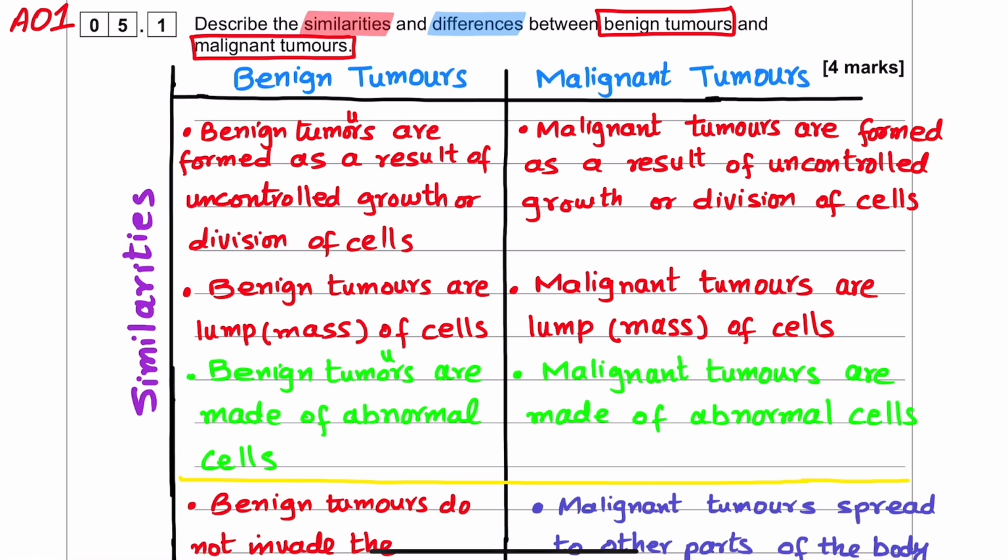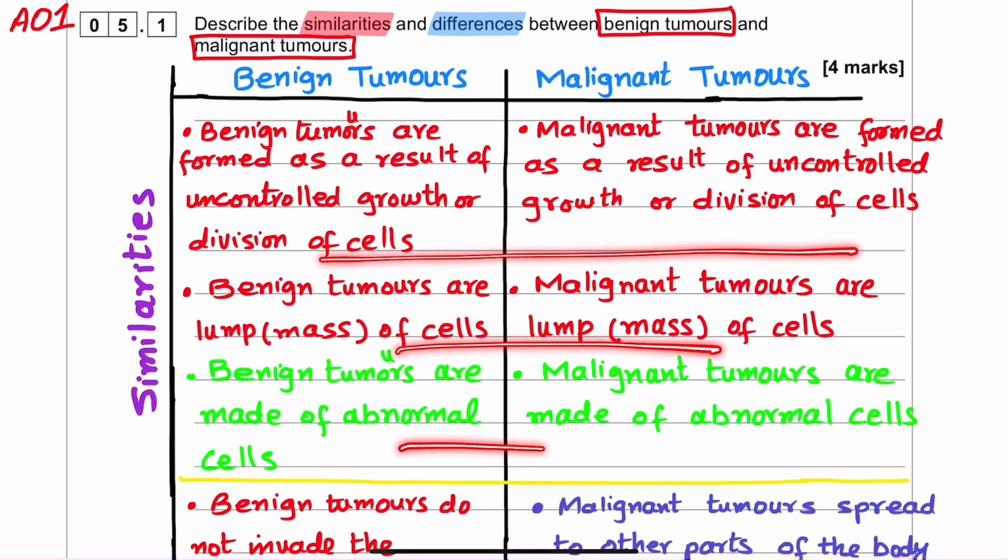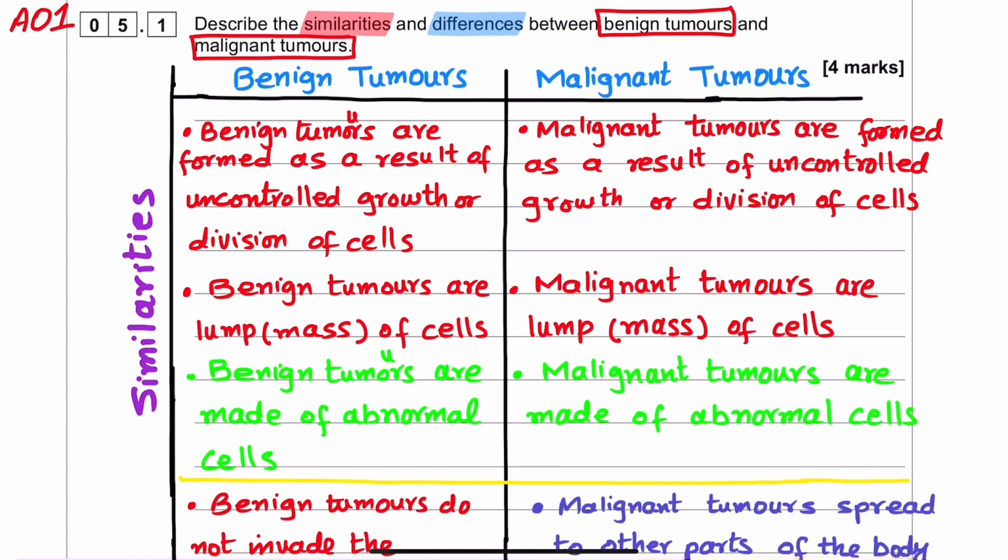In a 4-mark question, the student needs to take 2 similarities out of 3. Students make the mistake of picking one from here, but they forget to mention the other similarity for the malignant tumors to compare each other. Let's see the differences.